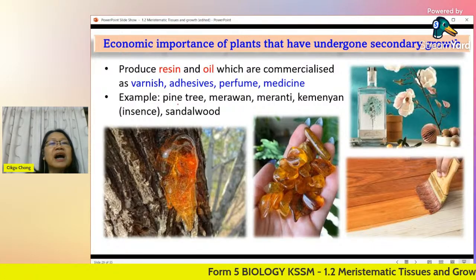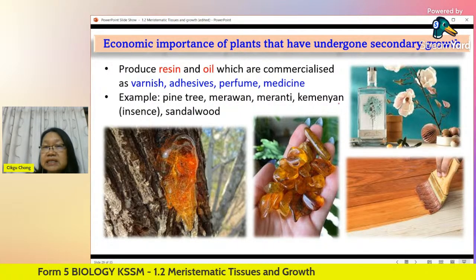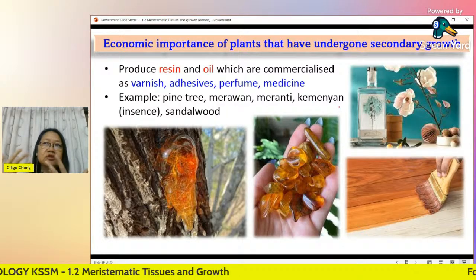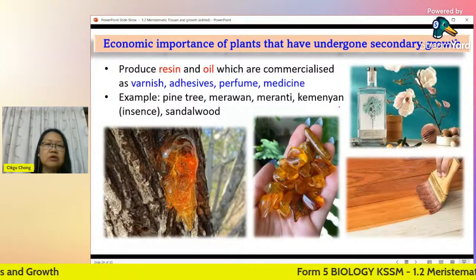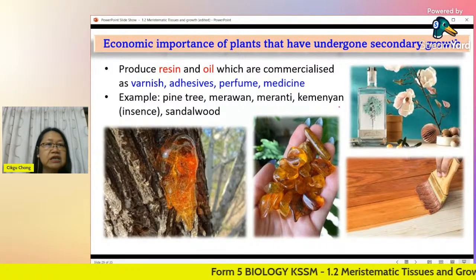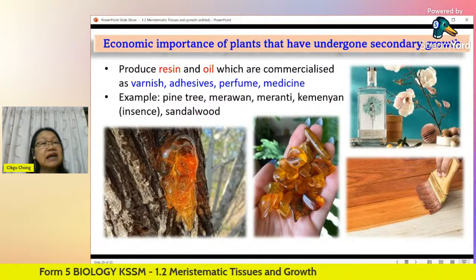For example, pine tree, merawan, these are Malay names, meranti. Kemenyan, it smells good. People use it to smoke, for religious purposes. Incense, we call it sandalwood. Tan hyong, I call it in Cantonese tan hyong.